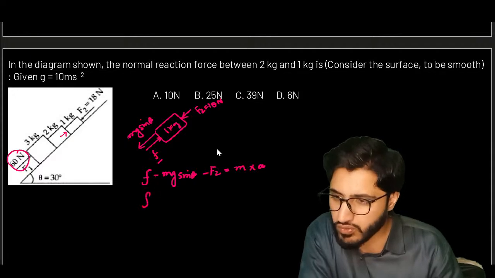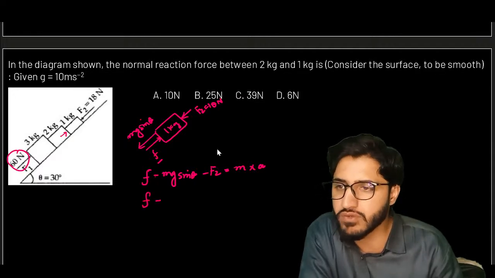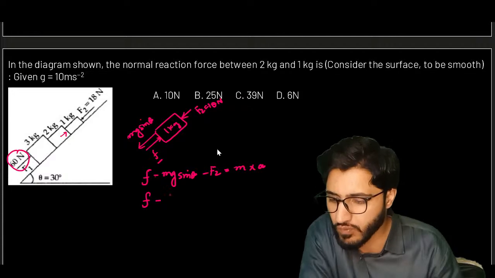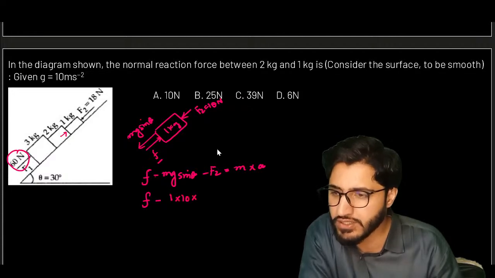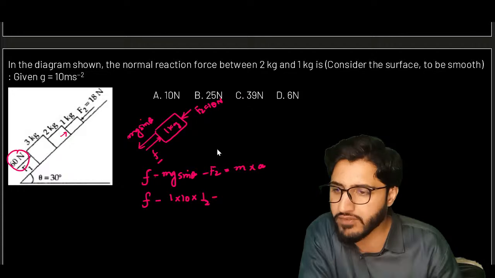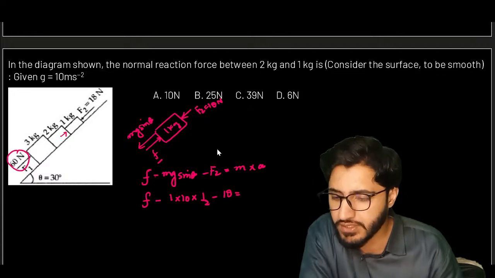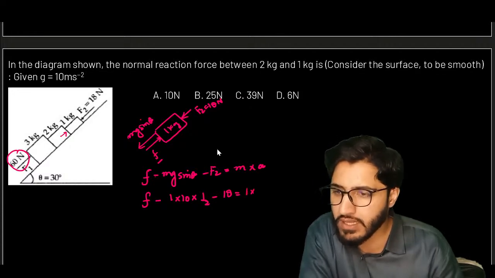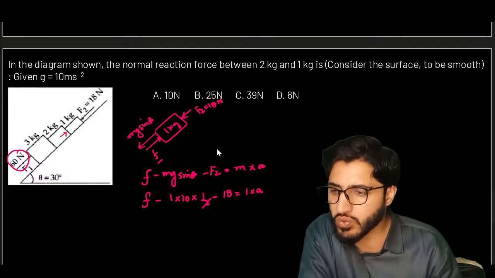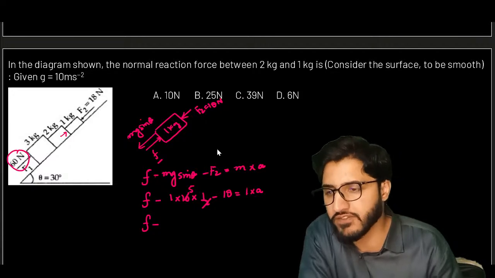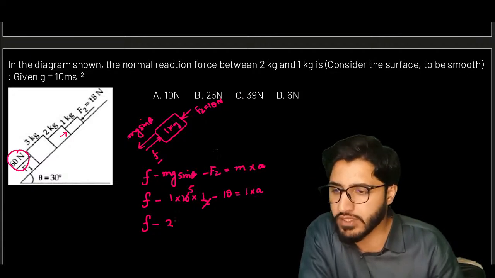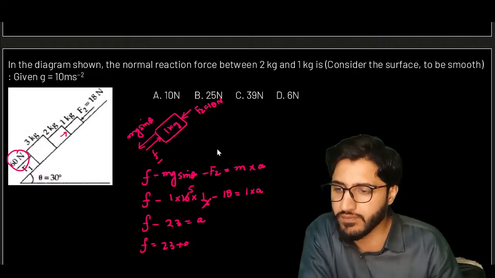What is F? We don't know. What is M? It is given to us, 1 kg. G is 10. Sine 30 is 1 by 2. Minus F2, which is given to be 18. M is given to be 1, and A we don't know. 2 ones are 2, 2 fives are 10. F minus 18 plus 5 minus 23 is equal to A. So F came out to be 23 plus A.